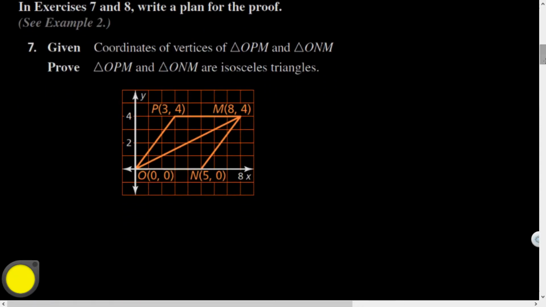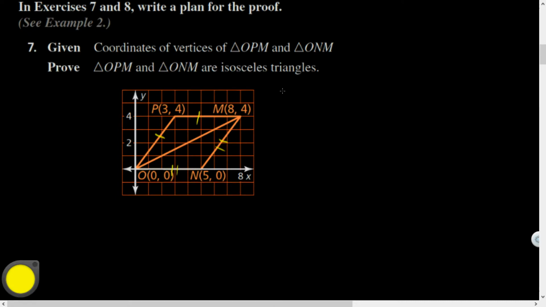All right, let's see. Here it says, write a plan for the proof. The coordinates of vertices OPM and ONM are given. It says prove triangles OPM and ONM are isosceles triangles. They didn't even ask us to prove these were congruent. They just wanted us to prove these are isosceles. So I'm going to prove those two sides are congruent and these two sides are congruent, but I have a suspicion that those might even be congruent to each other.